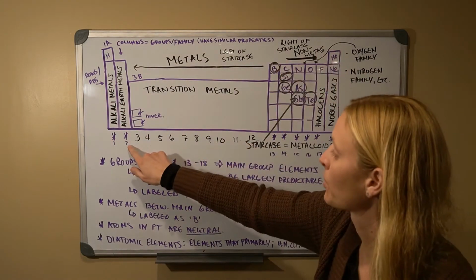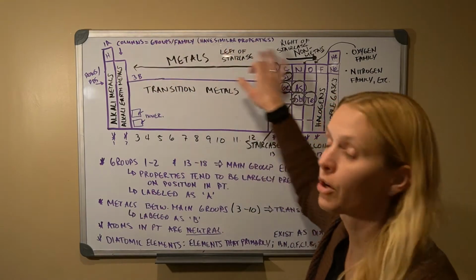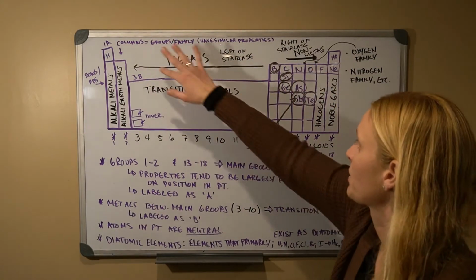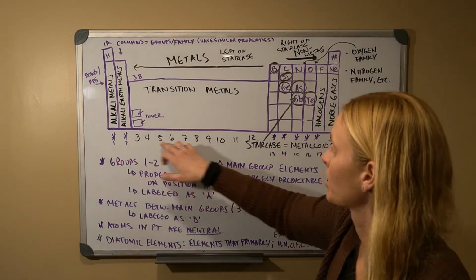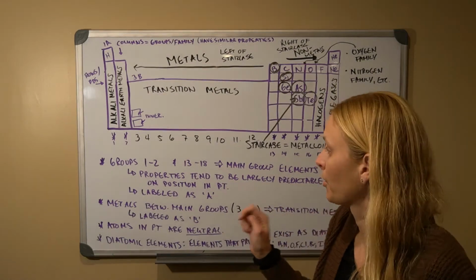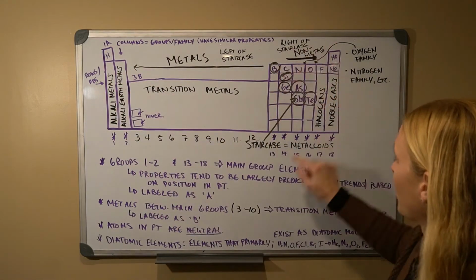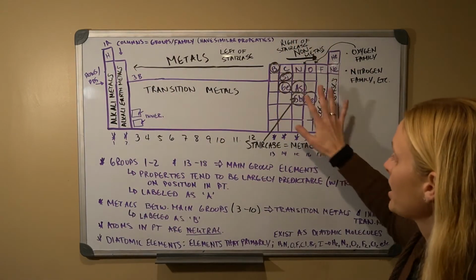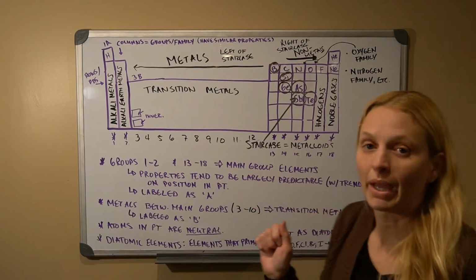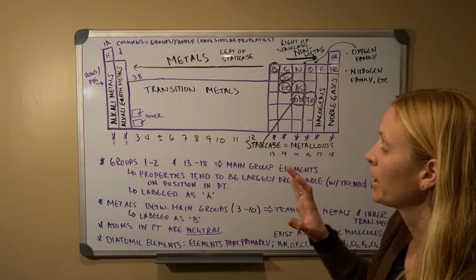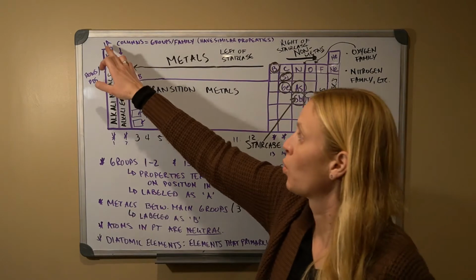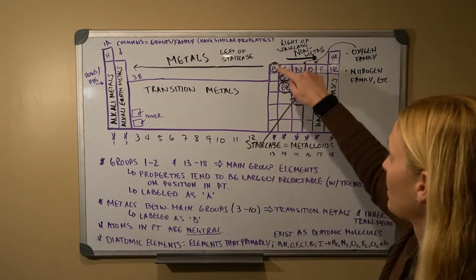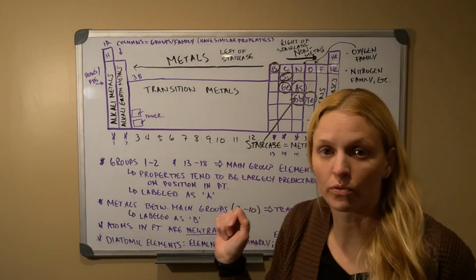So typically these numbers are at the top of the periodic table, but here, just because there's a lot going on up here, I have the numbers listed on the bottom of the periodic table. Okay, so column 1 and 2, and then 13 through 18. These are called the main group elements. Okay, so they're typically labeled as A, so this would be like 1A, 2A, and then it would be 13A, 14A, 15A, and so forth like that.